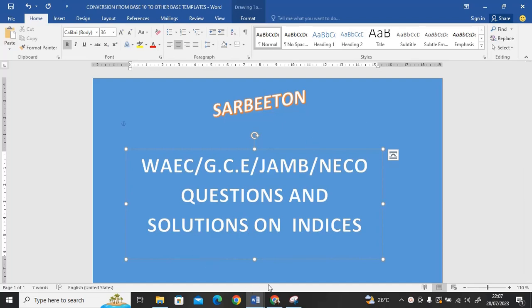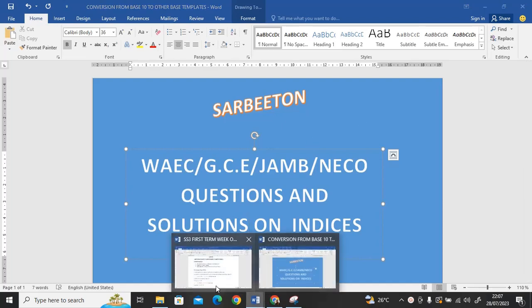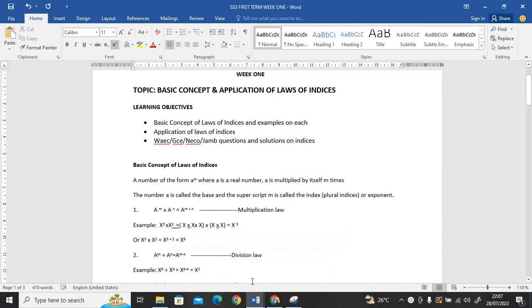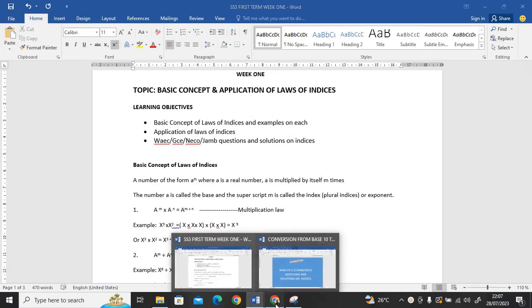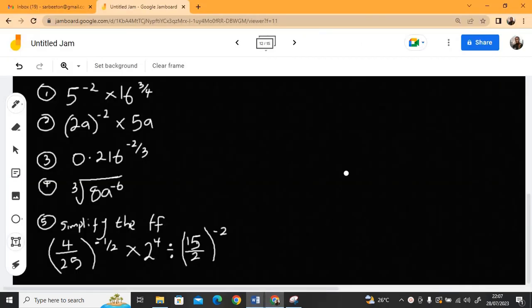These are the questions you may see under indices in WAEC, NECO, and JAMB, or any of the external examinations. Now I'm going to look at this. This is just the first part. It's going to be split into two parts, the first part and the second part. In the first part, we are going to look at all these things. Then we'll move on to more complex parts under this one.